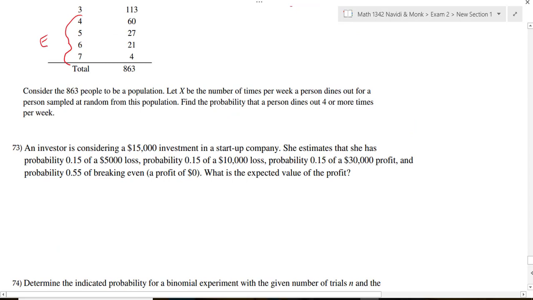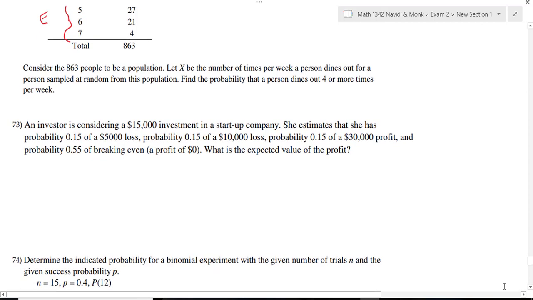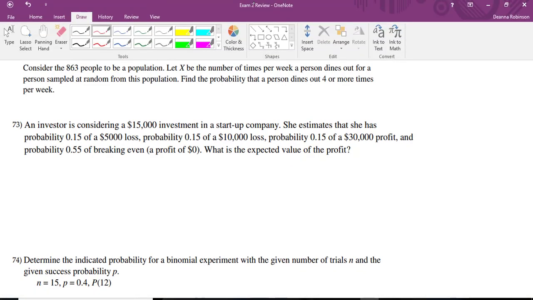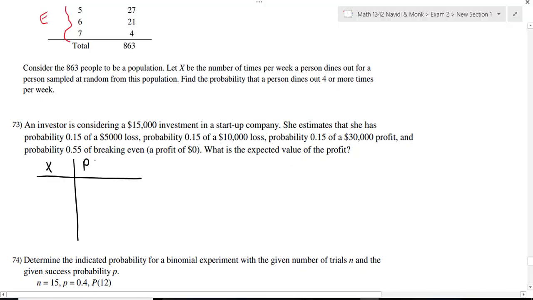73. An investor is considering a $15,000 investment in a startup company. She estimates that she has a probability of 0.15 of a $5,000 loss, 0.15 of a $10,000 loss, 0.15 of a $30,000 profit, and 0.55 of breaking even, a profit of 0. What is the expected value of the profit? Do you remember us doing these? We have to set up a table for these where x, our random variable x, is going to be the profit and then the probability of x.